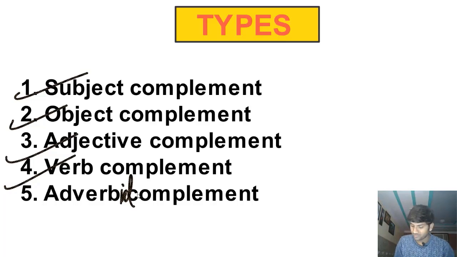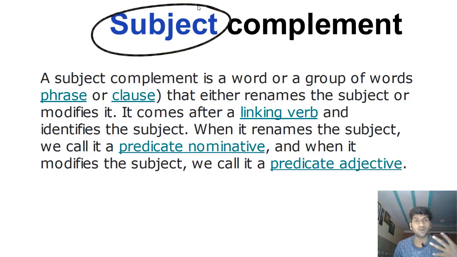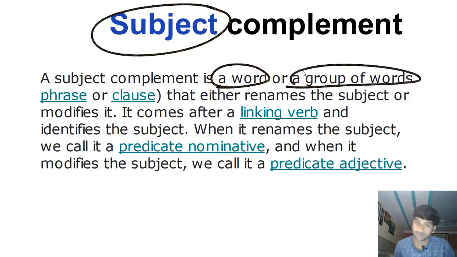All right, so let's start with the first one, subject complement. Look at the name, subject complement. It's something that completes the meaning of the subject of a sentence. It gives information about the subject of a sentence. So a subject complement is again a word or a group of words, that could be a phrase or a clause, that either renames the subject or modifies it.